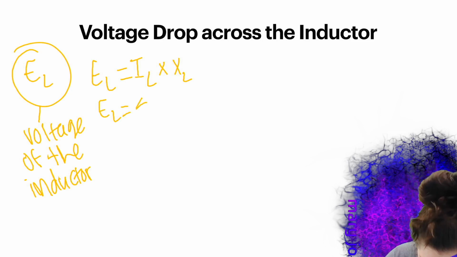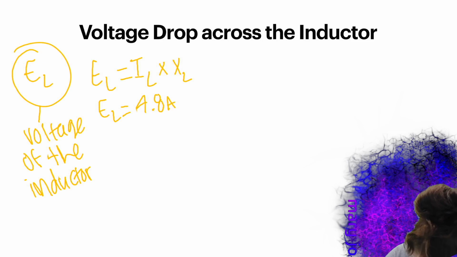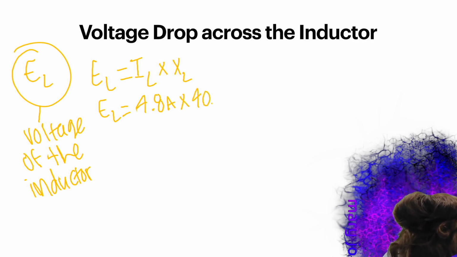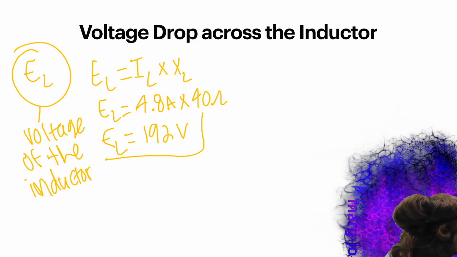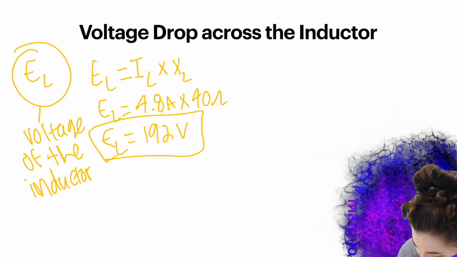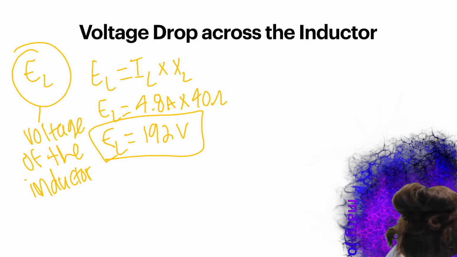Okay, so for example, if we are looking for this and we know that the current of that inductor is 4.8 amps, and we know that the inductive reactance is 40 ohms, then your voltage drop across the inductor is going to be 192 volts. All right.